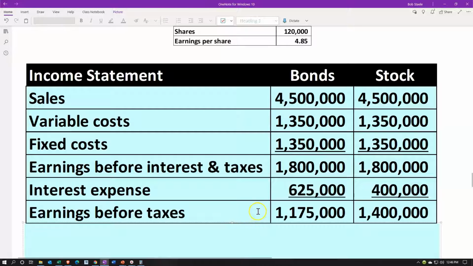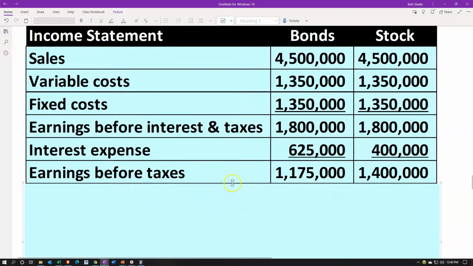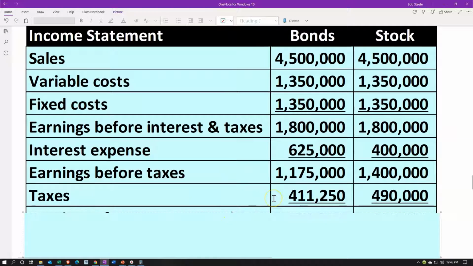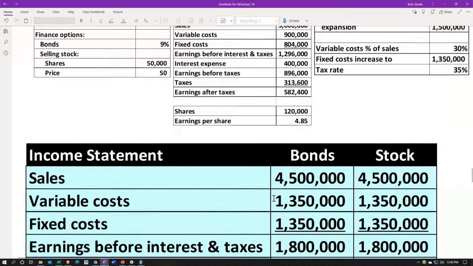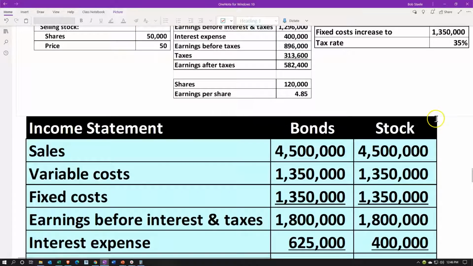So notice that this number is now lower because basically the interest expense is an expense, but for taxes, it's going to be a deduction as well. So now we're at a lower number here before we calculate the taxes. And then the taxes are going to be calculated. They're going to be a little bit less for the bonds because we got to deduct the interest. The tax rate is 35%.